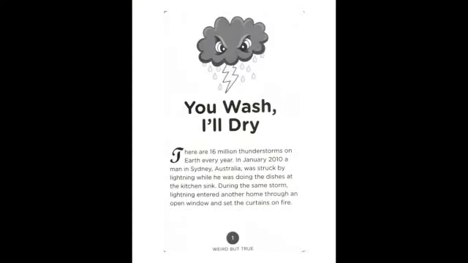You wash, I'll dry. There are 16 million thunderstorms on Earth every year. In January 2010, a man in Sydney, Australia, was struck by lightning while he was doing the dishes at the kitchen sink. During the same storm, lightning entered another home through an open window and set the curtains on fire.